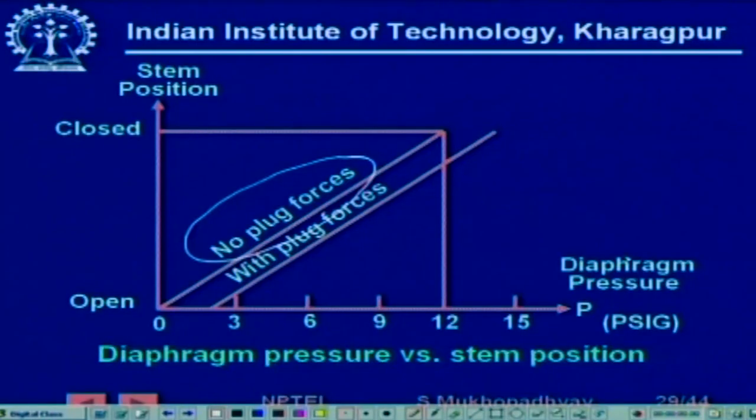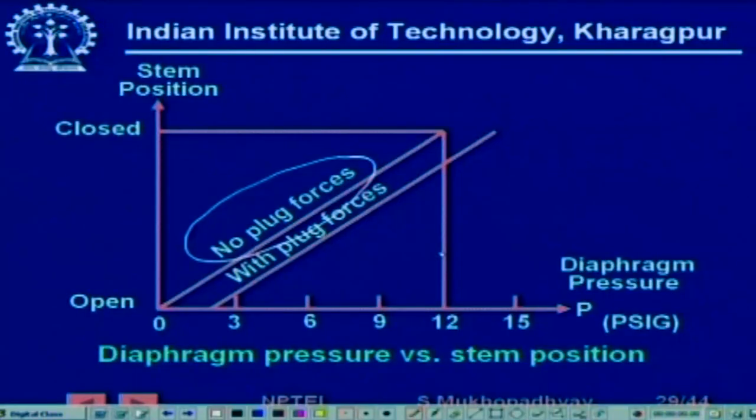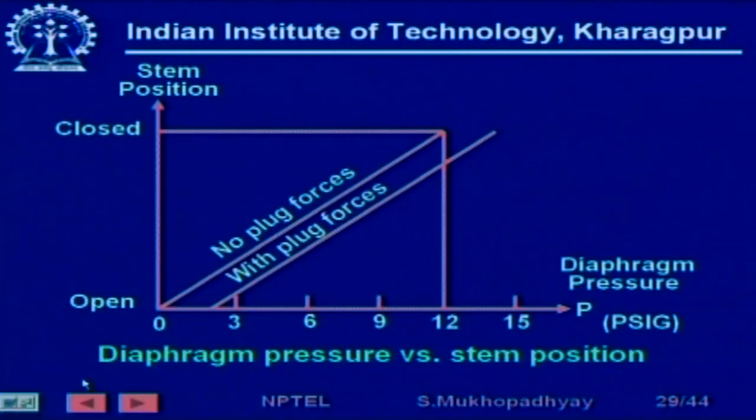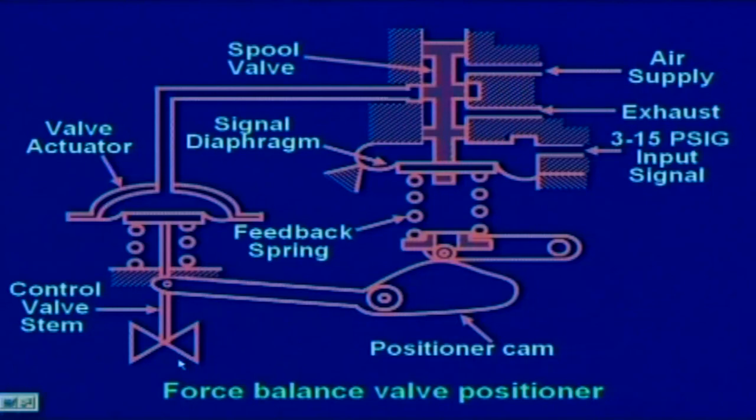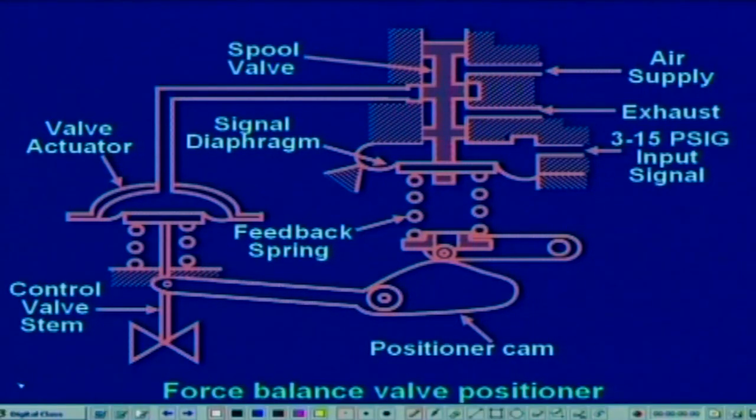But it so happens that this stem position to diaphragm pressure characteristic will change depending on whether there is plug force or not. The plug force depends on so many things. The plug force depends on the current value of pressure in the pipe. So, it is necessary to make valves invariant to such variations of force. It is for such purposes that we often use what is known as a valve positioner.